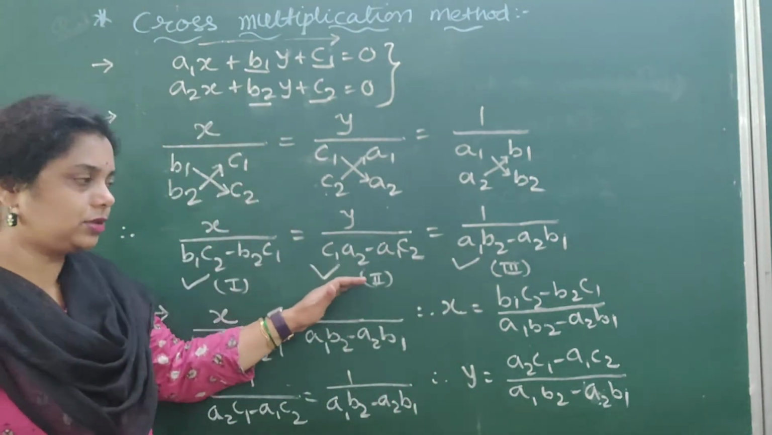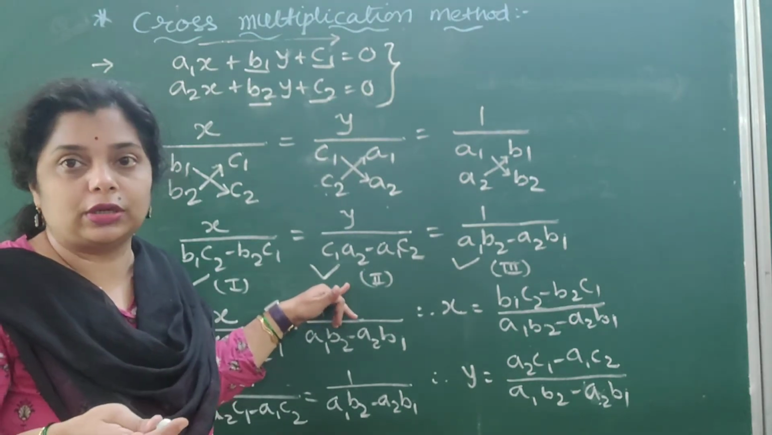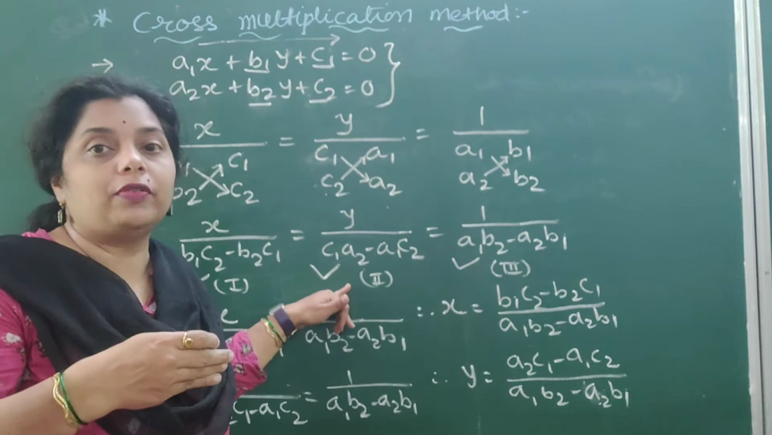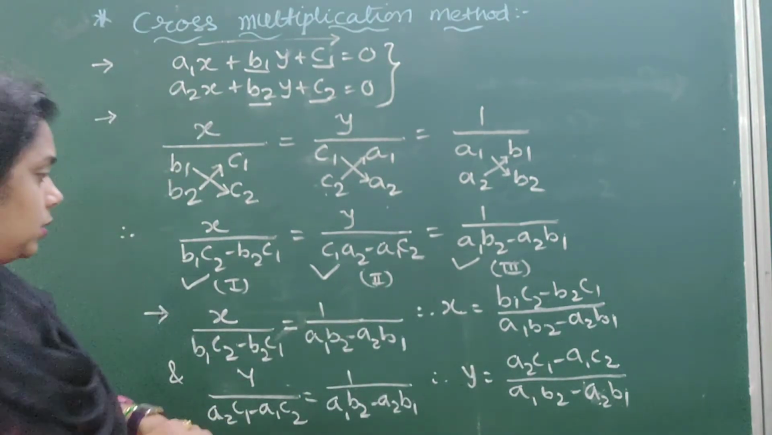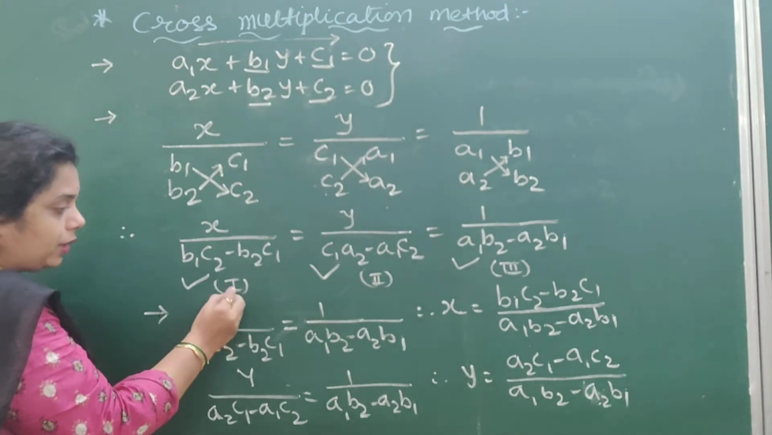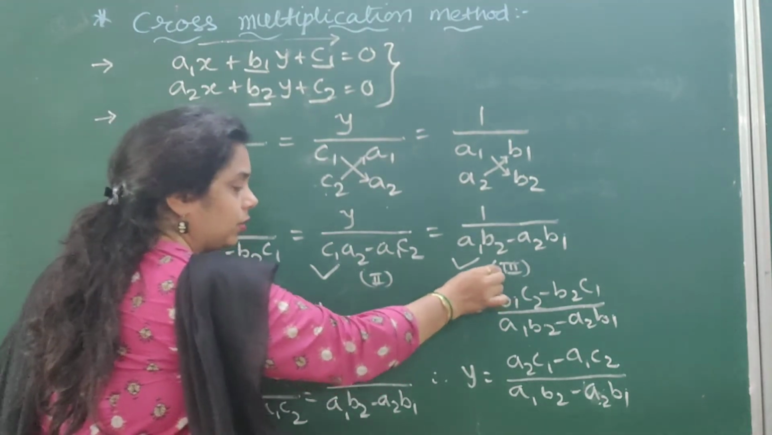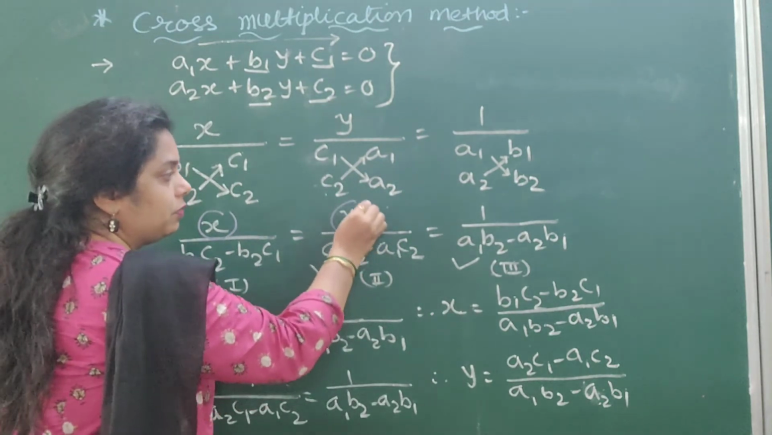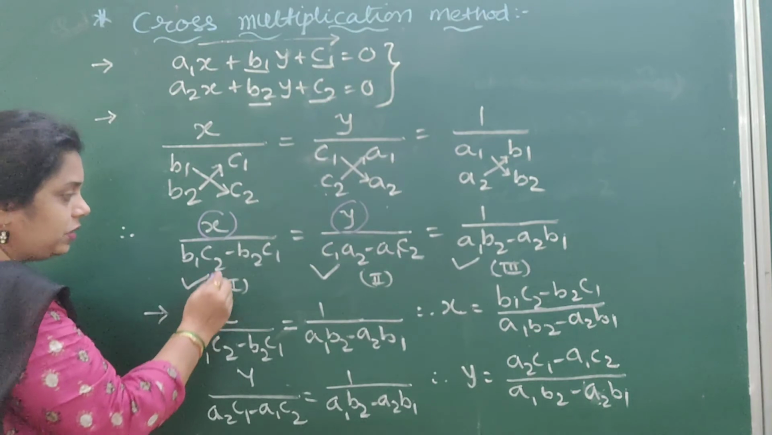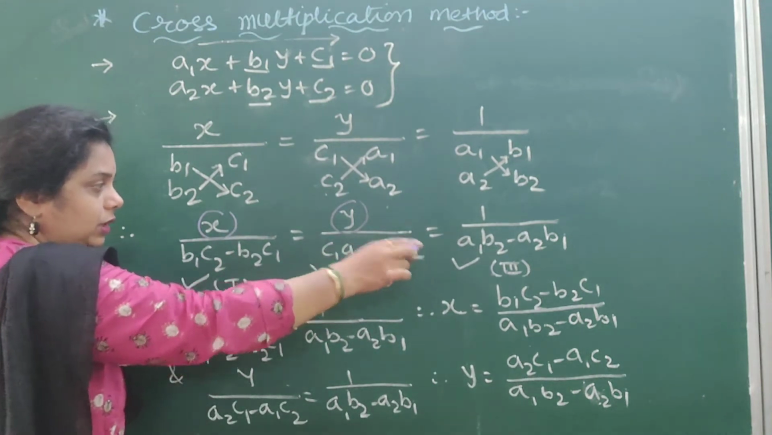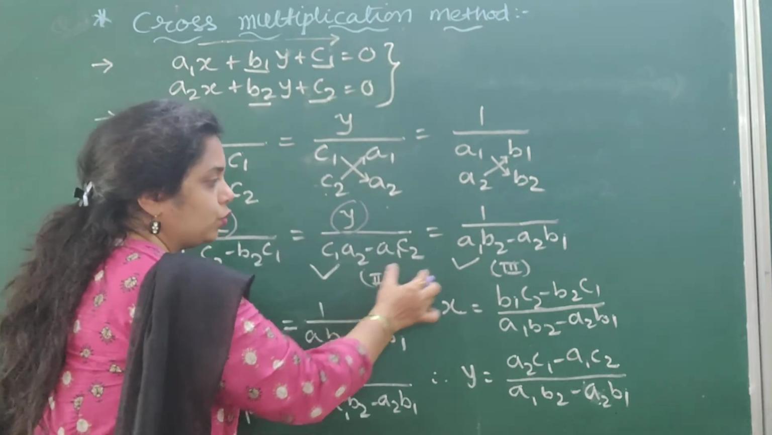By writing this, how can we find out the solution? It means how can we get the value of x and y? So the answer is that we have to compare. To get the value x, we have to compare first and third. To get the value y, we can compare second and third. In short, we can compare first with 3 to get x value. To get y value, compare 2 with 3.